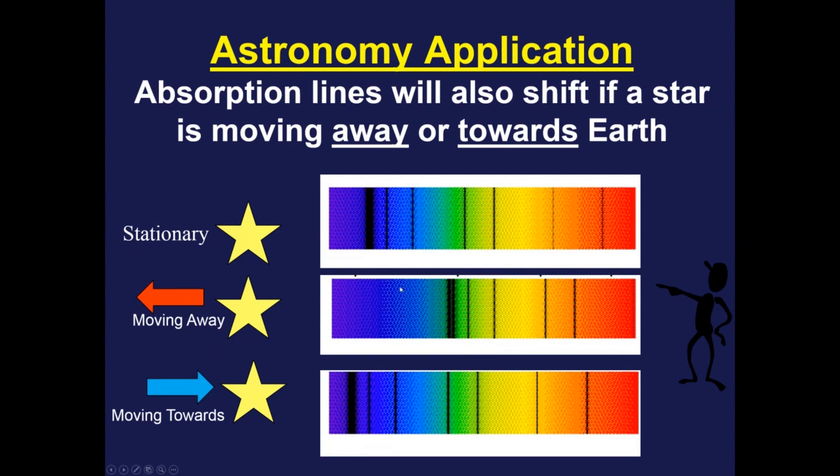They're the same lines. These lines, they're all shifted. They're supposed to be here. They're all shifted to the red side. These lines, they're all supposed to be a little bit further over to the right, but they've been shifted to the left. They've been shifted to the blue. So this star is moving towards us. This star is moving away from us. And it doesn't have to be by very much for this to be noticeable.